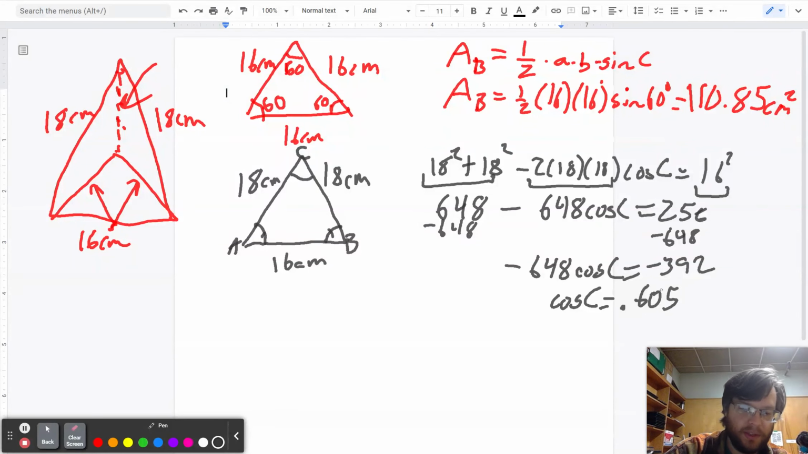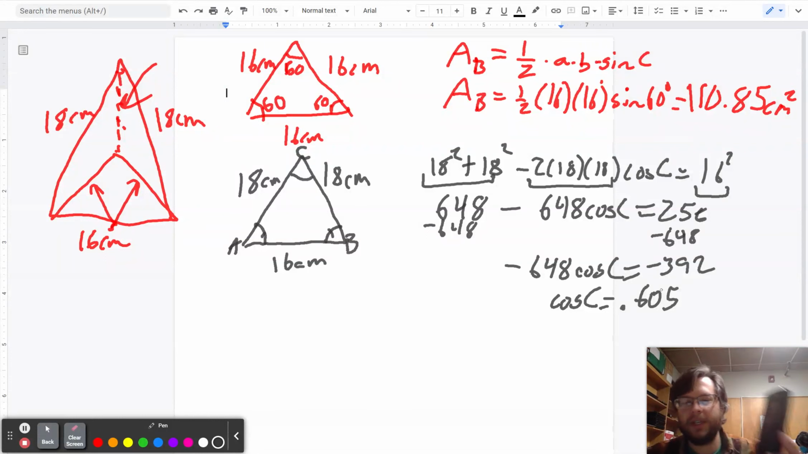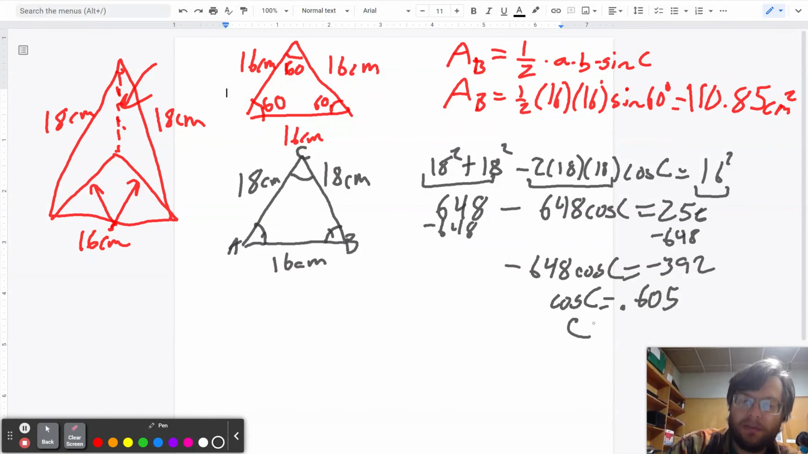But I'm going to actually use the exact answer on the calculator. It's a nice way to be more precise, keeping the exact answer. So inverse cosine there tells me C is 52.78. I'll go 4 significant figures.